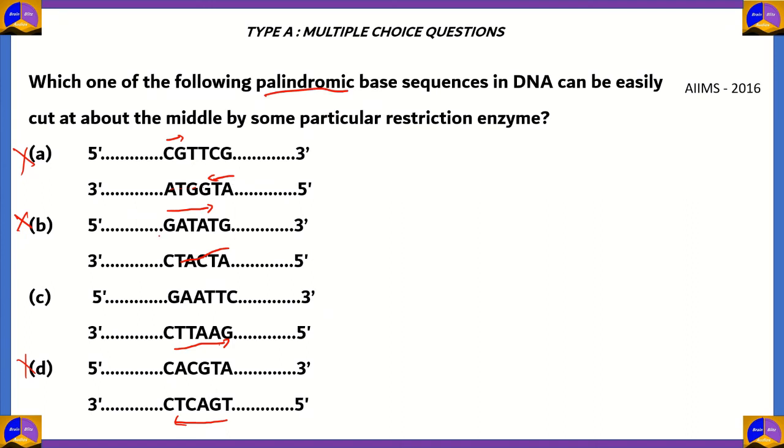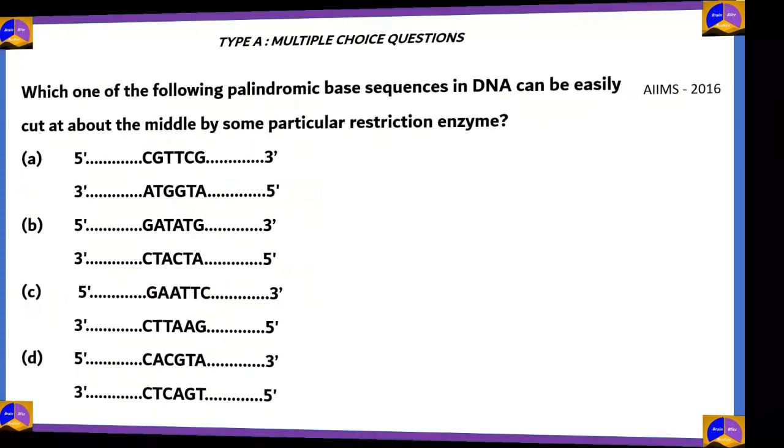So the only option that is correct here is option C, where 5' GAATTC goes with 3'. If you look at it from the reverse end, it's GAATTC, which is the same as that of the obverse strand. So option C is a palindromic base sequence, and restriction enzymes work on palindromic sequences because they can cut between the same bases so as to form overhangs, which can be used by DNA ligase to join.